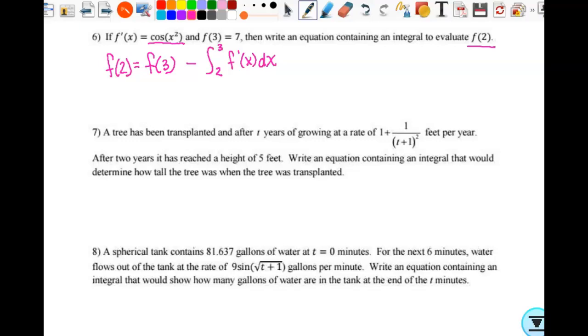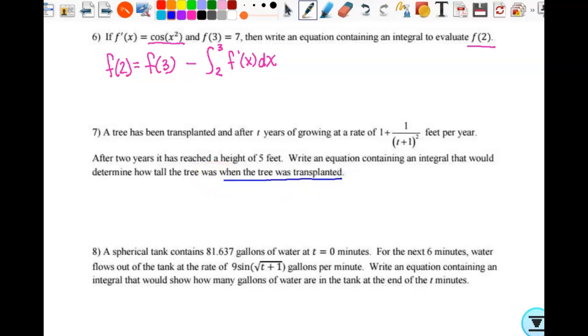Okay. Let's read number 7. A tree has been transplanted after 2 years of growing. At this rate, after 2 years, it has reached a height of 5 feet. Write an equation containing an integral that would determine how tall the tree was when the tree was transplanted.